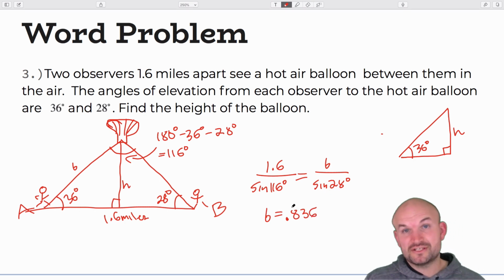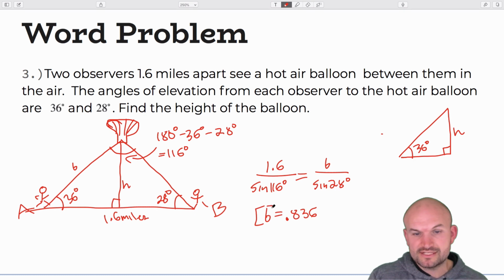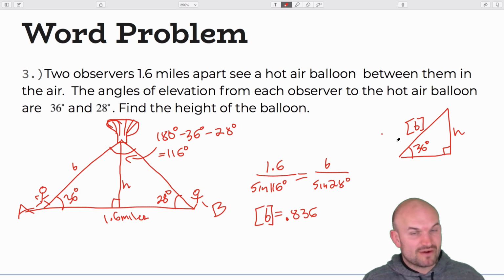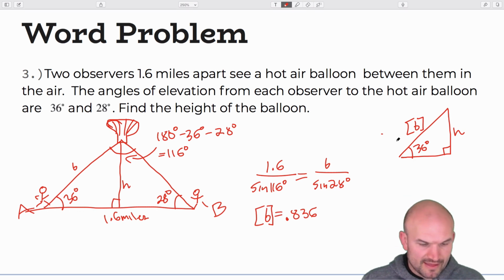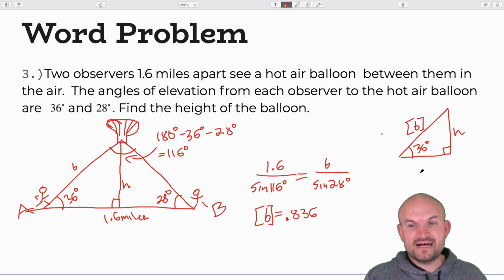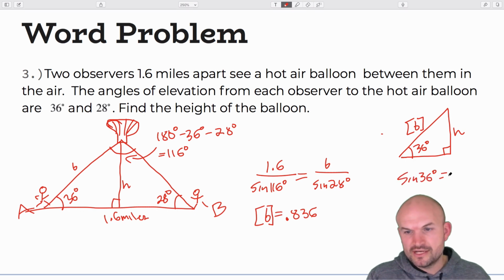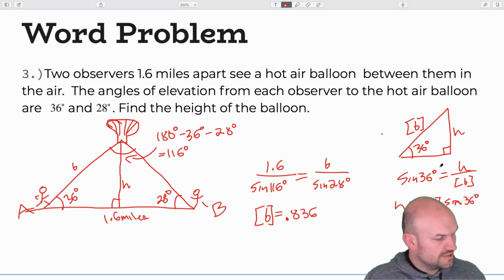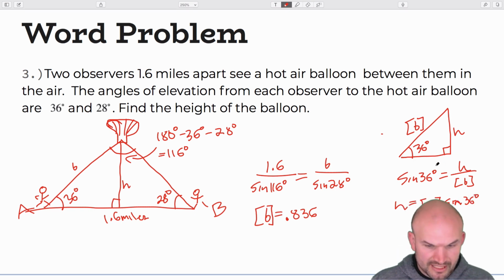However, I'm going to round this. You can see this is multiple digits, so I'm going to store this as an answer, okay? So I'm going to now label this as a stored answer B because I don't want to round until the very end. So I'm going to hit store, and then I'm going to just take that as alpha B. But now, if you look at this triangle, you have sine of 36 degrees as opposite over hypotenuse, right? So you can say sine of 36 degrees is equal to H over stored answer B. So then all you got to do to find H is just going to be stored answer B times the sine of 36 degrees. So then I'm just going to type in the sine of 36, close the parenthesis, times alpha B.